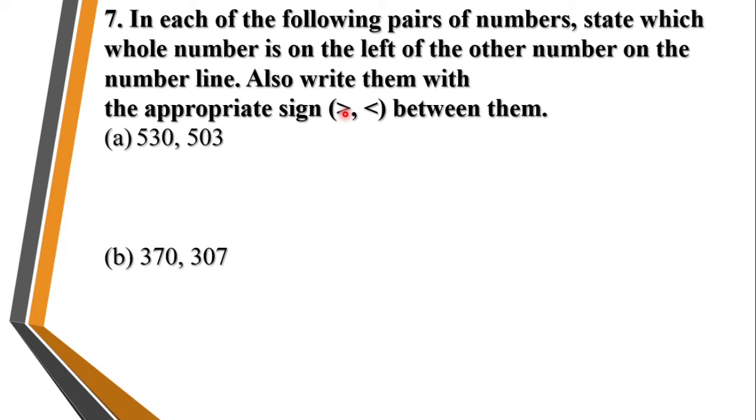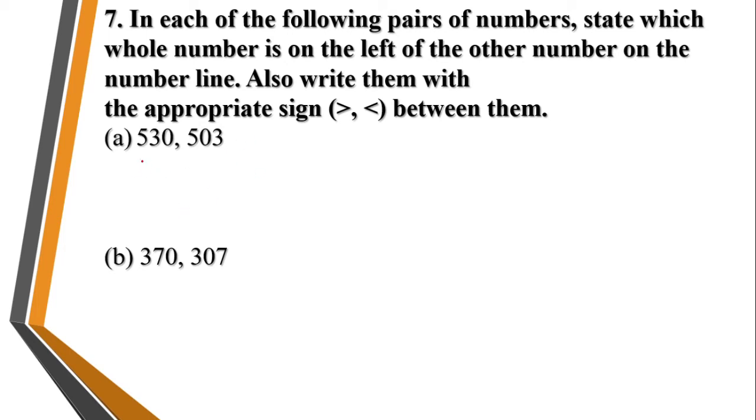Now let's start. Now the first question which we have is 530 and 503. Now, here first, to find which number is on the left, we should know which number is smaller. And for that, we should put the sign. We should know which sign we should put, right? So to find out the sign, first we should compare the numbers. So let's compare them.